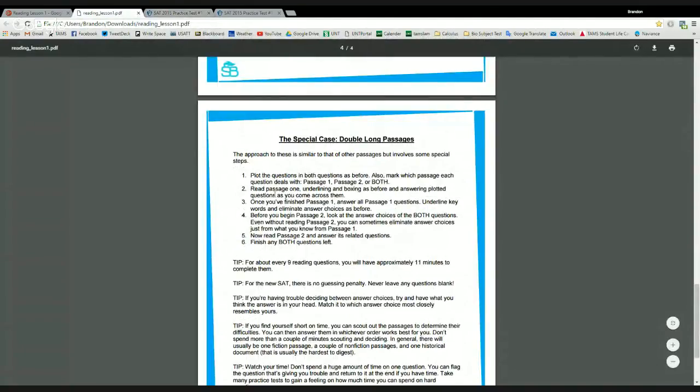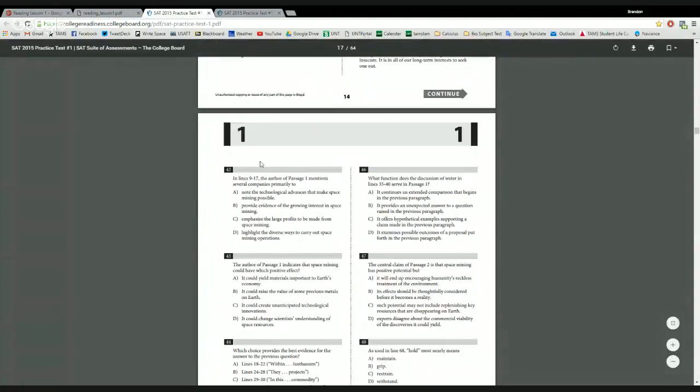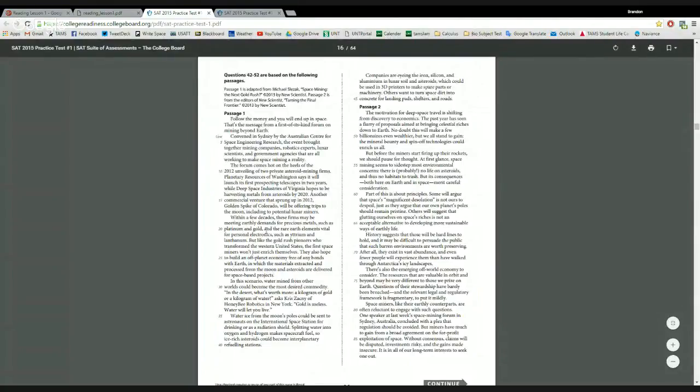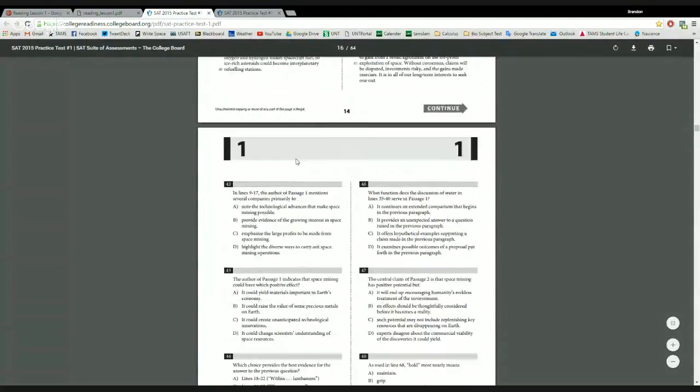Once you've done that, you want to read passage 1, underline and box as before, and answer 5 questions as you come across them. So after you've plotted the questions, like it says 9 through 17, you still want to plot them like always. You always want to answer all the ones pertaining to one after you read it.